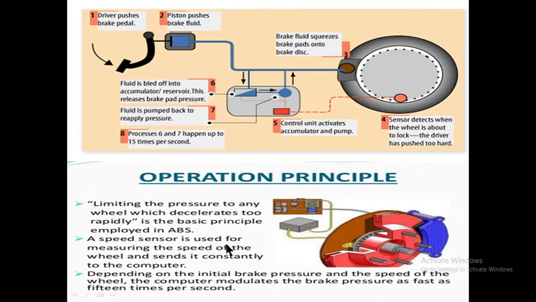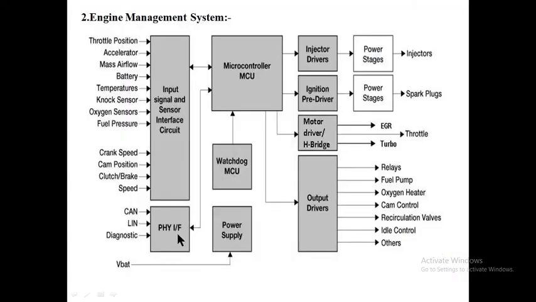A speed sensor is used for measuring the speed of the wheel and sending it constantly to the computer. Computer here means the anti-lock braking system. Depending on the initial brake pressure and the speed of the wheel, the computer modulates the brake pressure as fast as 15 times per second. So this is the complete working of the anti-lock braking system.